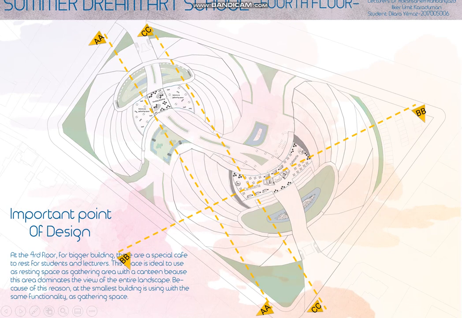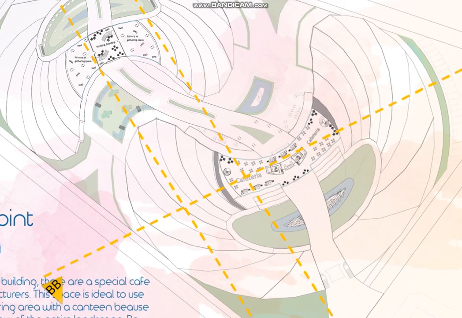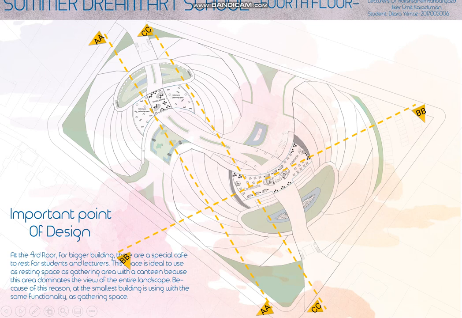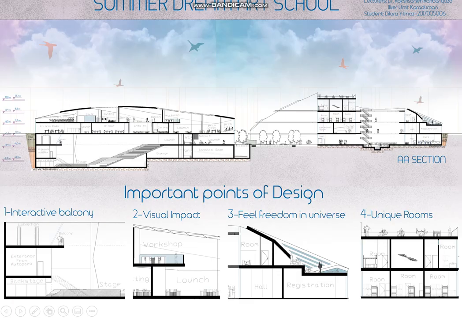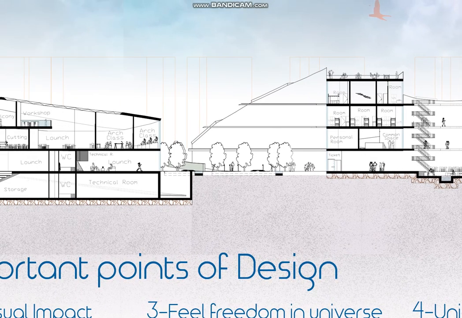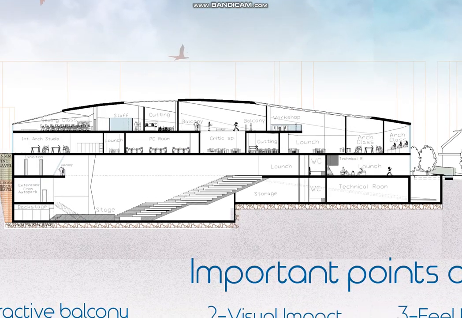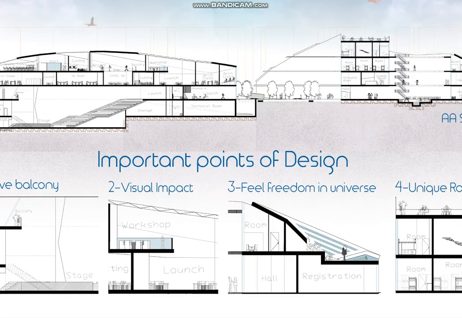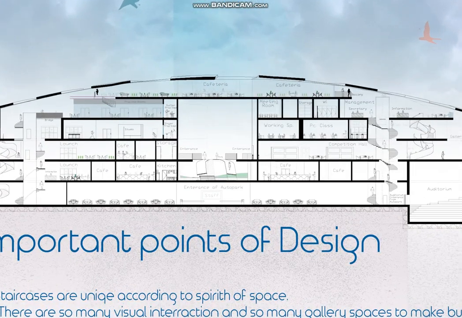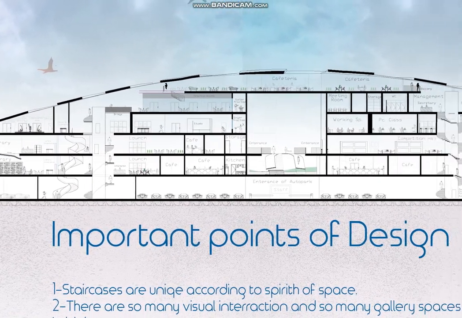And it is my fourth floor. You can see its balconies at the left side, and the right side also. This is a cafeteria for students, and also for the management office. Both you can arrive there. And my sections here, as you can see. And important points of design. And also it's my section again. You can see whole details.